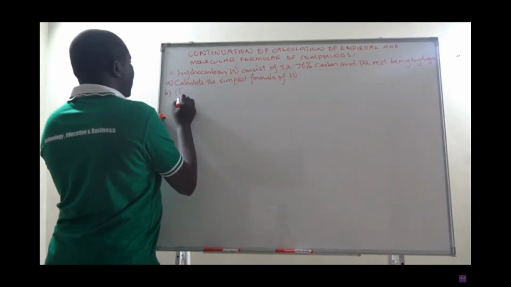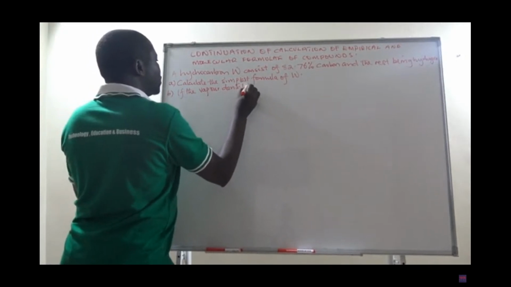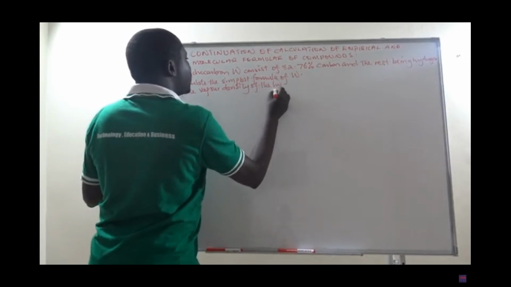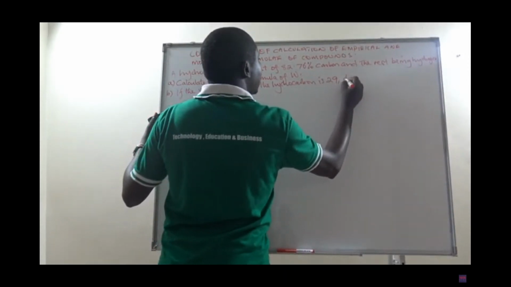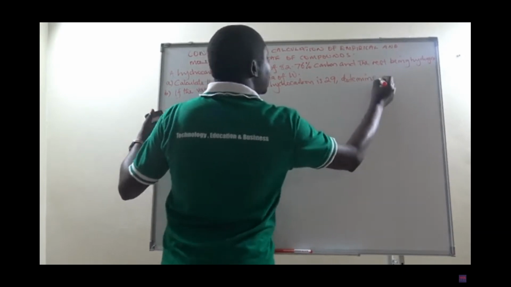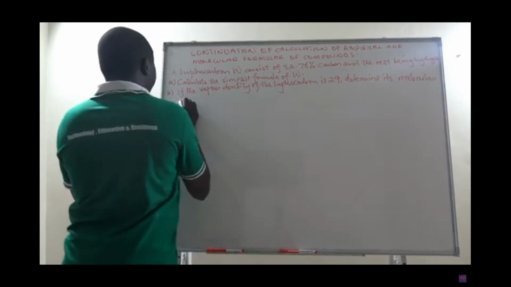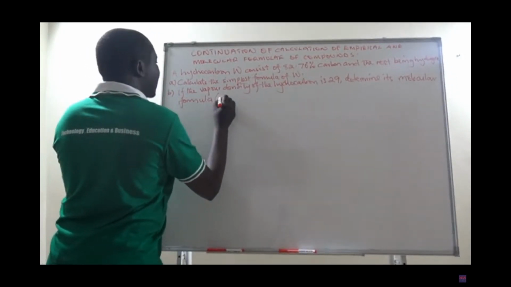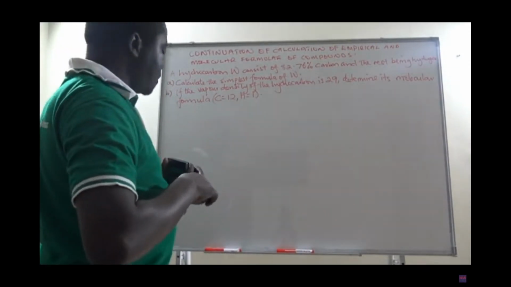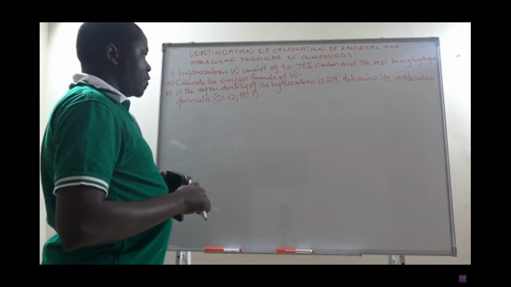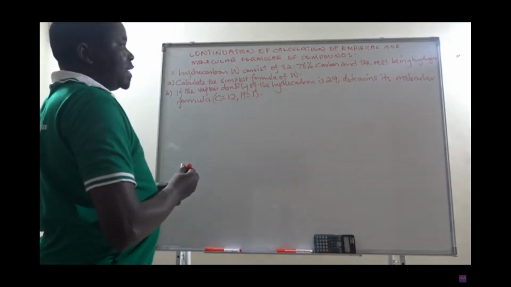Then the next part says if the vapor density of the hydrocarbon is 29, determine its molecular formula. Given that carbon is equal to 12 and hydrogen is equal to 1, let us look at how we can determine the empirical and the molecular formula of this hydrocarbon with the percentage composition by mass of carbon being 82.76, and then they say that the rest is hydrogen.